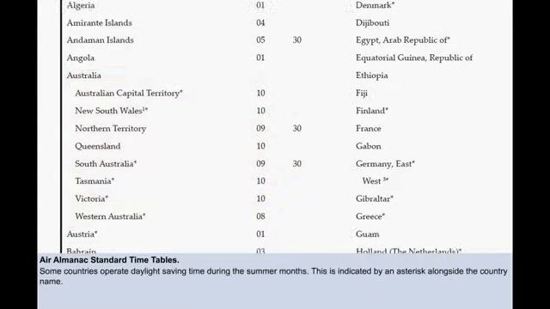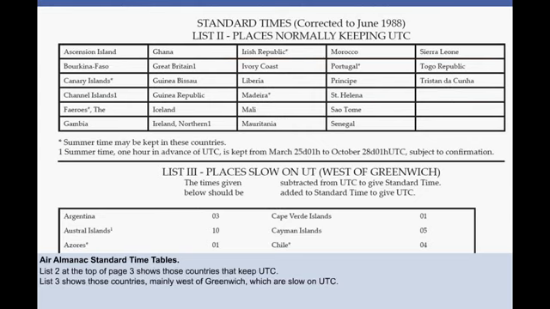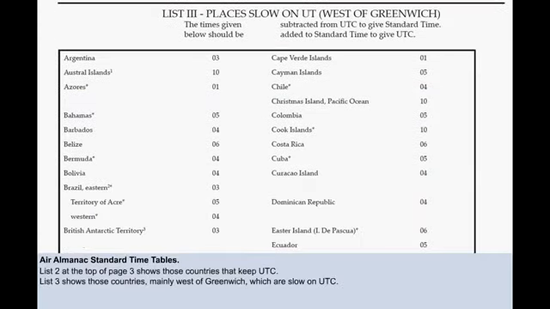Some countries operate daylight saving time during the summer months. This is indicated by an asterisk alongside the country name. Note that in all cases, daylight saving time is the addition of 1 hour to the standard time during summer months, normally between April and October. List 2 at the top of page 3 shows those countries that keep UTC. This is followed by List 3, which shows those countries, mainly west of Greenwich, which are slow on UTC.